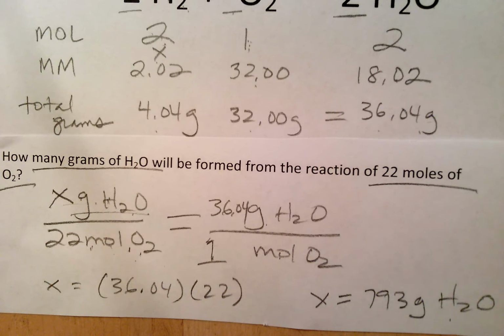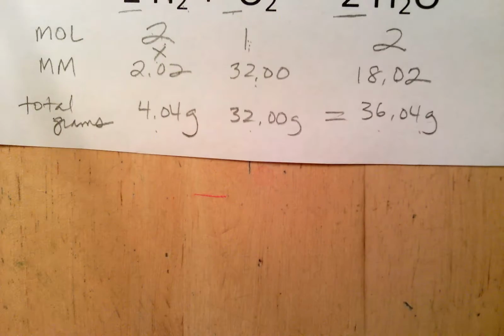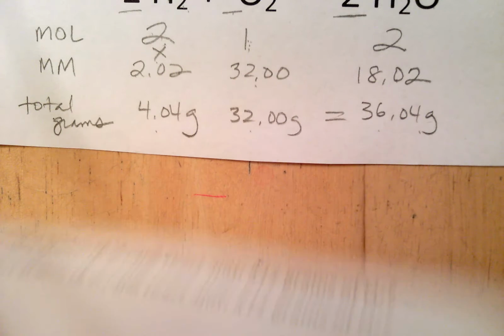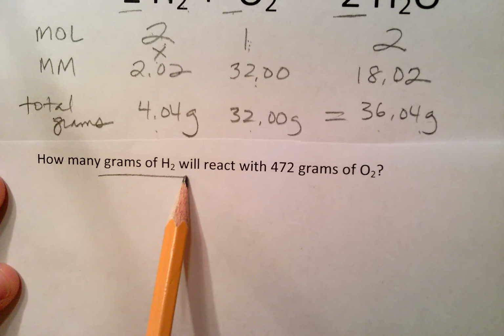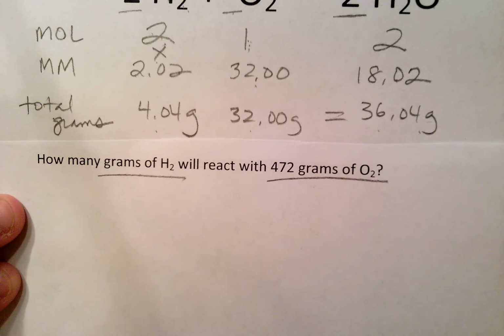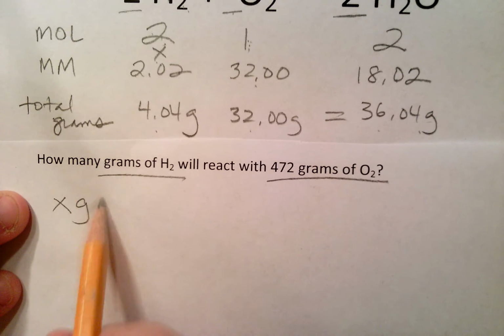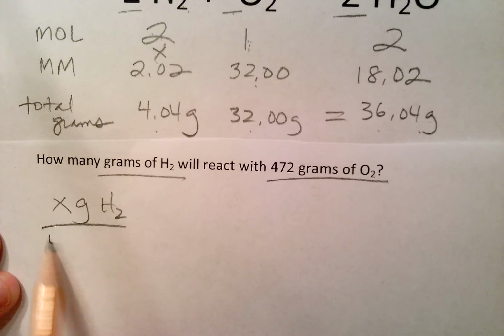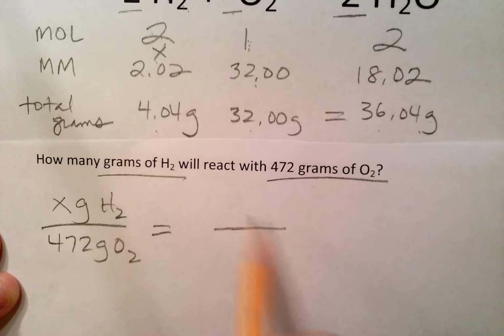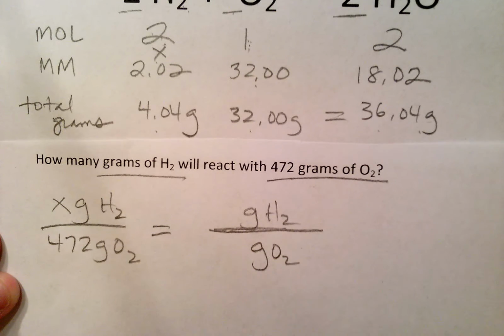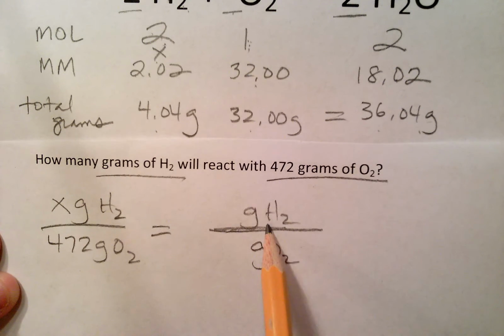This one is a gram to gram problem. How many grams of H2 will react with 472 grams of O2? Okay, so we're going to say X grams of H2, and we're going to put it over 472 grams of O2, and we're going to set that equal to, now we need our grams of H2 here, and our grams of O2 here. I think you're seeing a pattern now, right? So our grams of H2 is going to come from our grams line here, and grams of H2 was 4.04. Now our grams of O2 is 32.00.